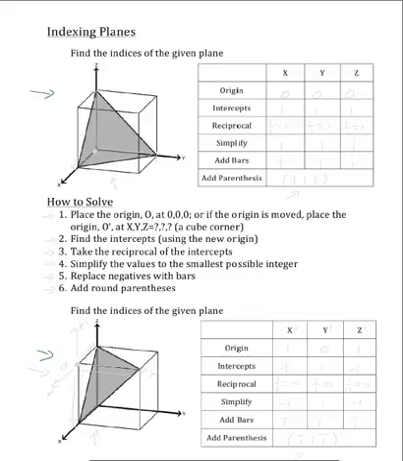Now in solving for this top plane, the first step is to choose the origin. The origin can be at any point within the cell, but it is usually at 0, 0, 0.